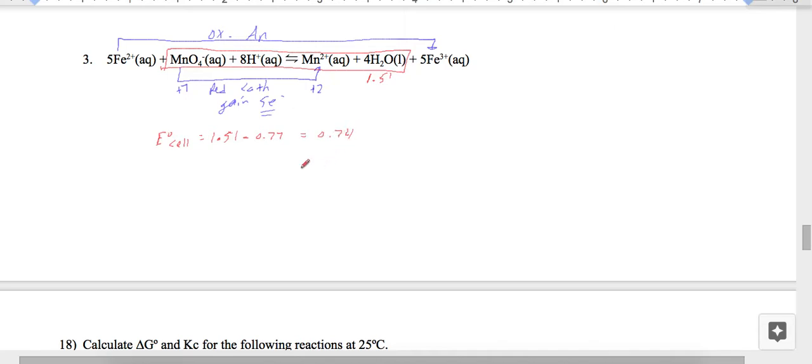Ends up with a voltage of 0.74. And now we go through the process, plug it in, and we end up with a value for K equal to 3.35 times 10 to the 62. These are very large K's because these are spontaneous processes. They're going to have most of their stuff on the product side. All right.